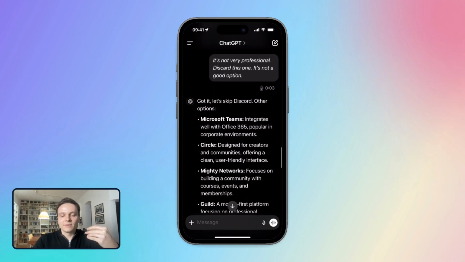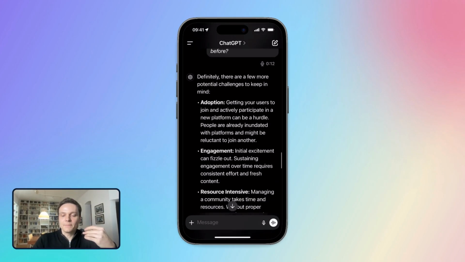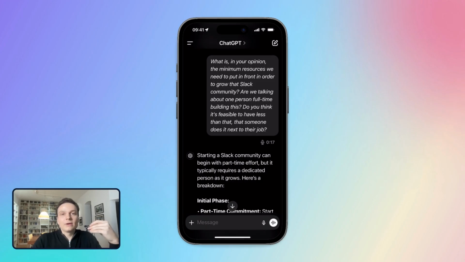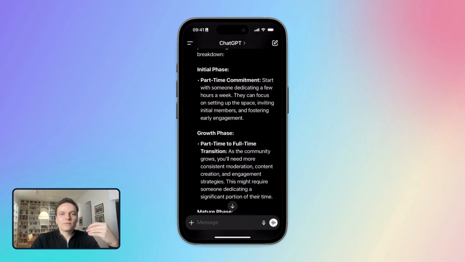It went to analyzing different platforms we could use for that. Then I gave it some input. What are the risks? What are the potential red flags for doing that? And then we got this discussion. The last question I asked ChatGPT about this topic was an estimate of what's the minimum resources we need to make it work. So it's not enough to just open a Slack community. You also need to take care of it. And this might be an important factor for us in order to do it or not. I got my answer. And so you can see it's a very unstructured conversation. I have different points, things I think about, and we have that all documented in one conversation.